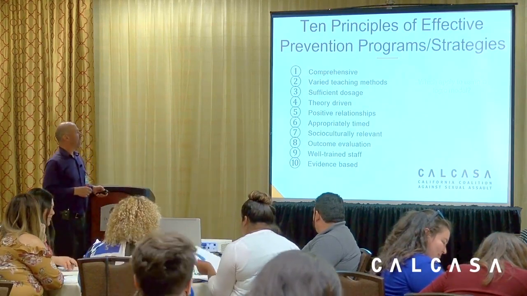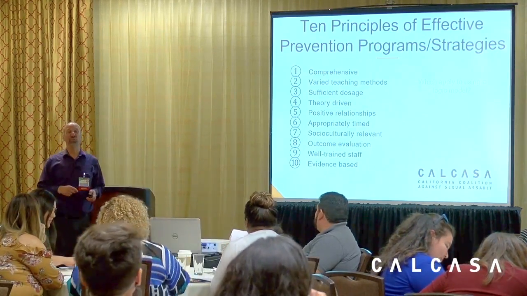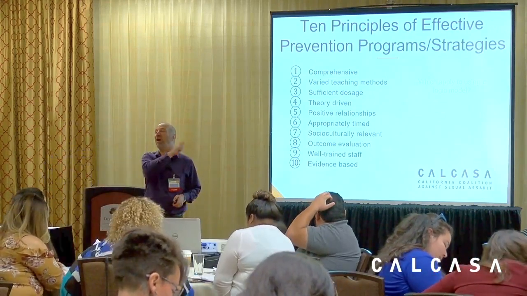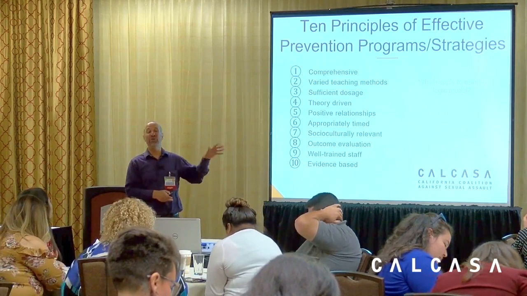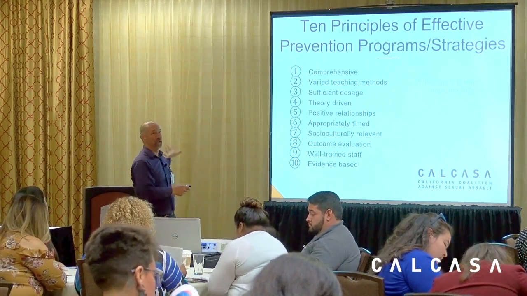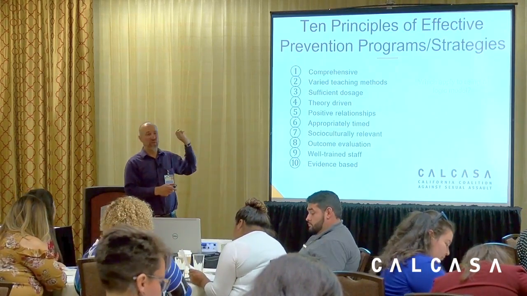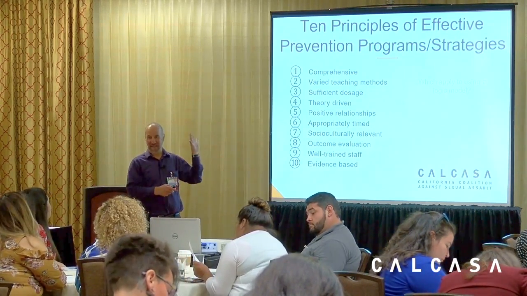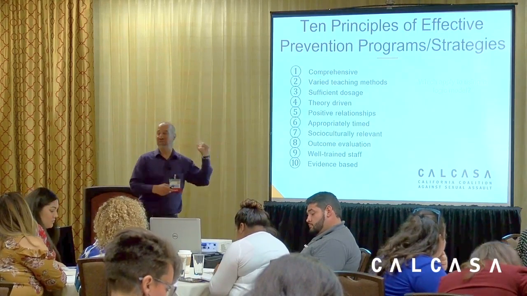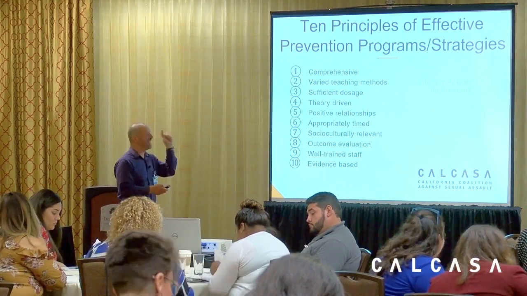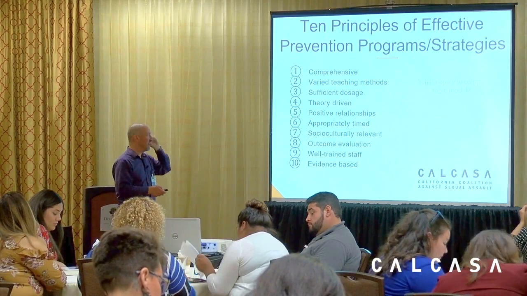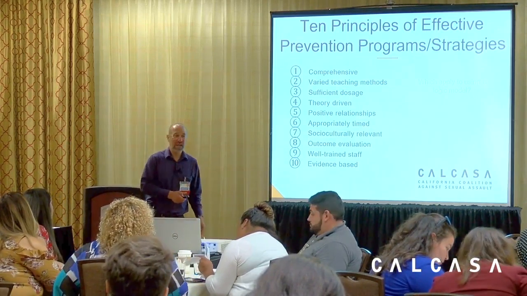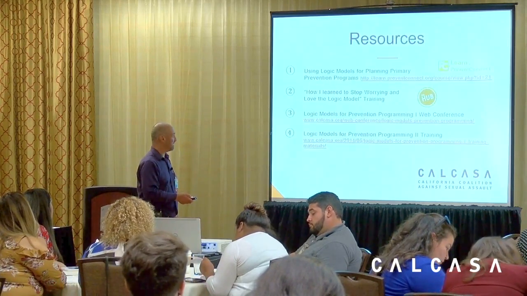Number 8, outcome evaluation. Really a great part of outcome evaluation because you're going to lay out what your outcomes are and how you are going to get there: your assumptions, your inputs, resources, your activities, the outputs that then lead to those outcomes, which will then lead to your ultimate impact of being able to contribute to preventing sexual violence.